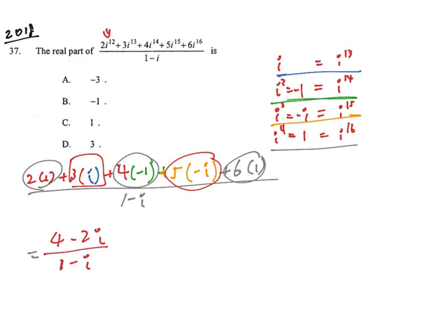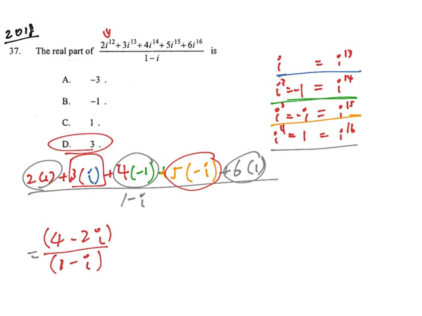For this, actually you can use a calculator. You can press mode 2, change to complex mode, and then you can press open bracket 4 minus 2i, over, divide, that means open bracket 1 minus i. Then you can press exe. Then you can see the real part. The real part is 3. If you want to find the imaginary part, you can press shift exe. Then you can find the imaginary part.